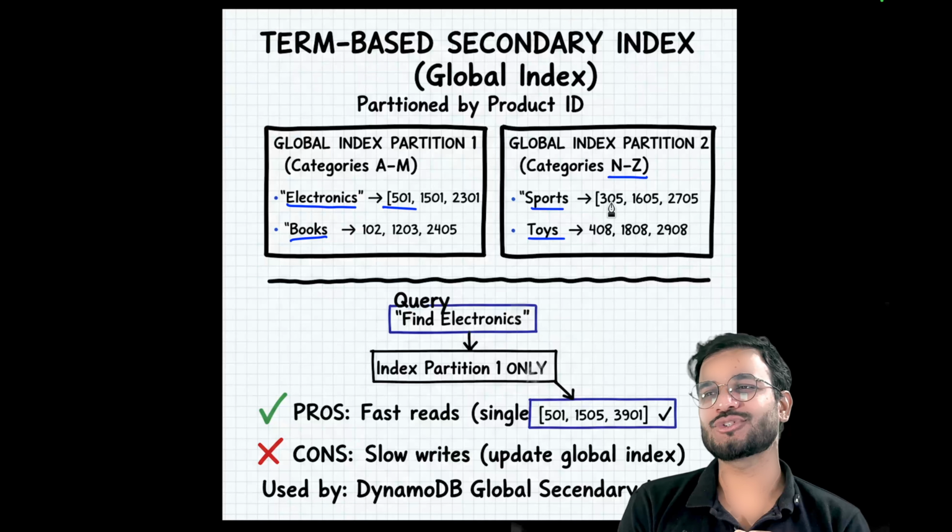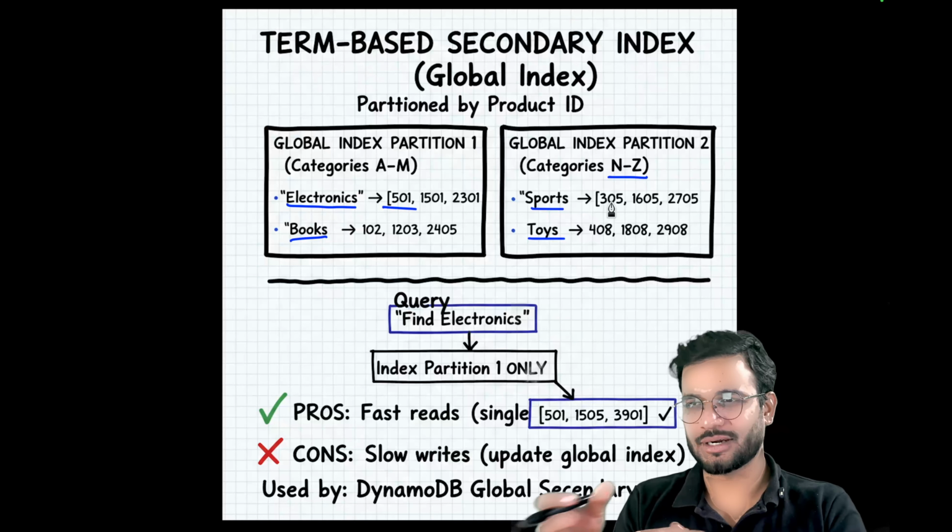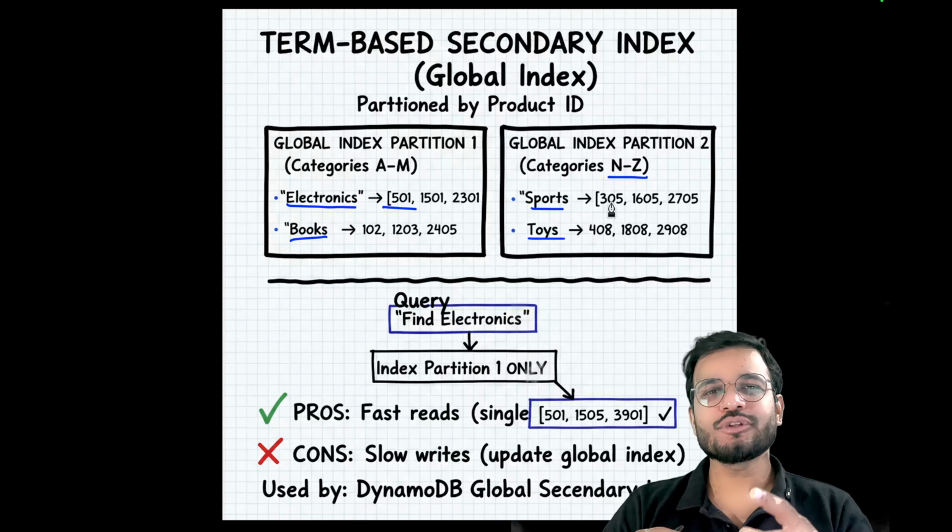We are storing all the data of electronics in one partition. The advantage here is that you will need to search only in one partition instead of going into all the partitions. That's how the reads become faster, because now we only need to search in one partition.